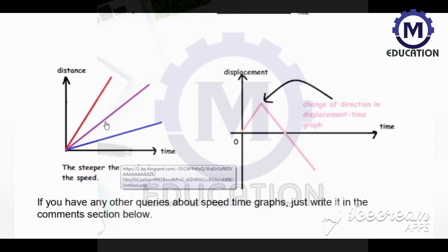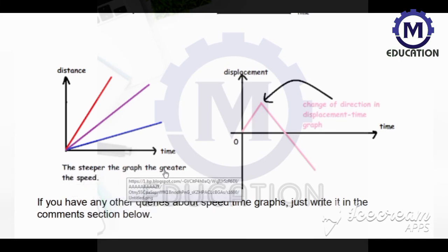Here is another graph. Three lines are given for three different types of motion. The steeper the graph, the greater the speed. It means the red line has greater speed, after that purple, and then blue. In this example, it is the displacement-time graph. It shows velocity that is changing its direction.